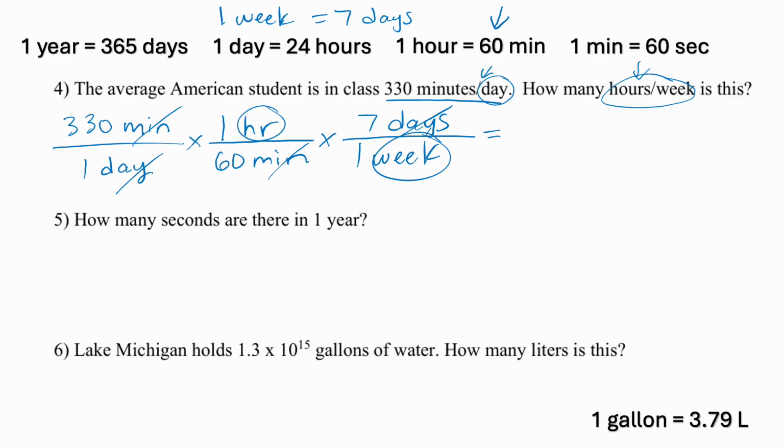So now we calculate. So we're starting with 330. Because 60 is in the denominator, we're going to divide. So 330 divided by 60. Press equals in your calculator. And then since 7 is in the numerator, we're going to multiply. So whatever number you got times 7. You should get 38.5 for our answer. And our units are hours per week.